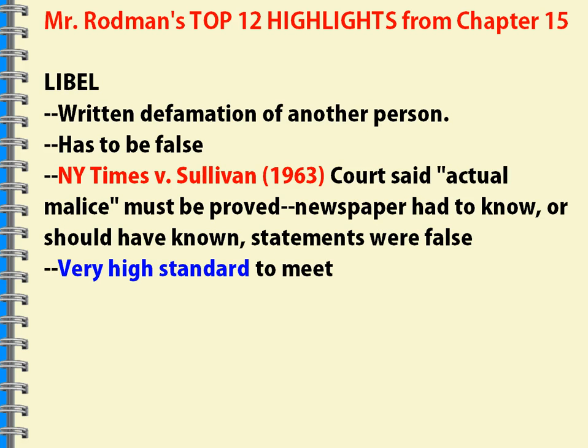Libel, this idea of defamation of another person, putting it in writing, is different from slander. It does have to be proven to be false, but in New York Times v. Sullivan, the idea here was that the newspaper had to know or have known, and it had to be proven that the statements were false. And the court said that if they can actually prove malice, then it is likely that they can make that case.